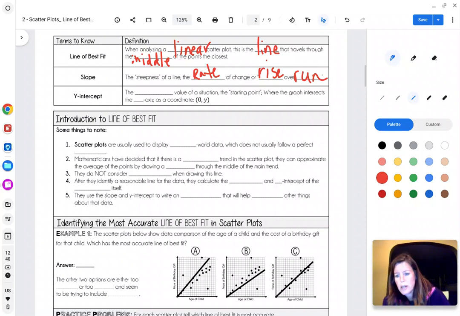Next, your y-intercept. You all should know what that is as well. That is where that line crosses the y-axis, or where it starts the line. So this is that initial value. We'll talk about that a little bit more, how that y-intercept relates to this.